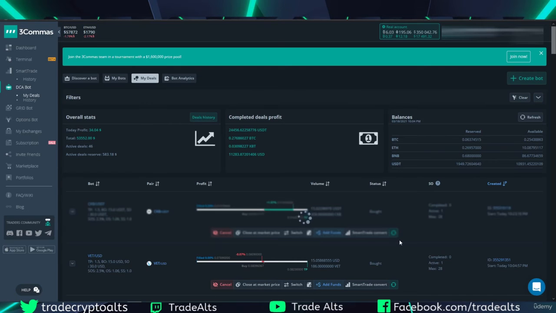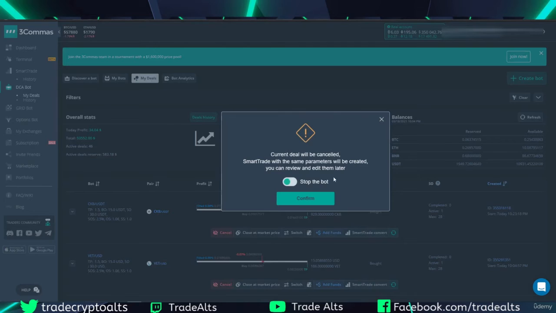So let me refresh this, make sure I don't get, okay, good. So I better hurry up. I click on Smart Trade Convert. Here, you can choose to stop the bot if you want. When you click this, it's going to turn green, so that means you're going to stop the bot. You don't want the bot to continue.